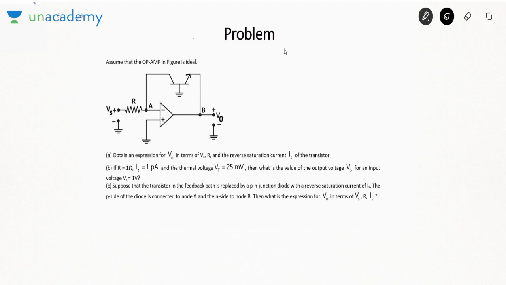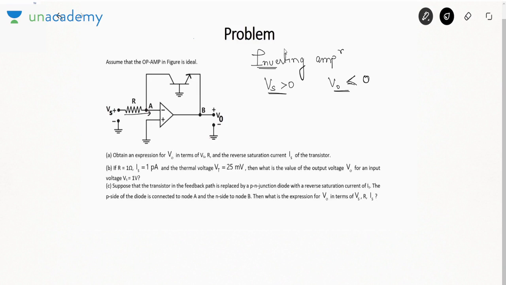First of all, we see that it is an inverting amplifier. Why is it an inverting amplifier? Because input is connected to the negative terminal. In that case, if Vs is greater than 0, V0 is less than 0. In inverting amplifier, the polarity of supply and output is opposite always. This is 0 and this voltage is negative.